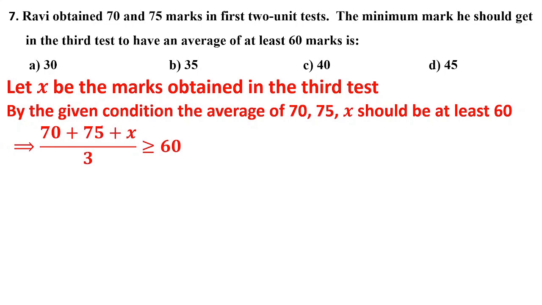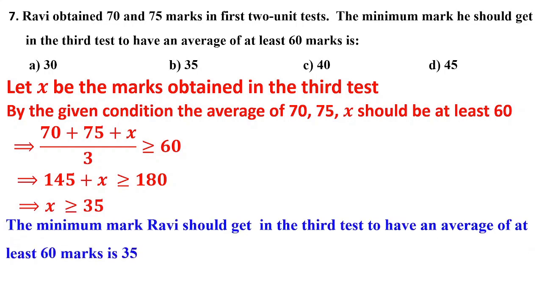What is the meaning of at least 60? Greater than or equal to 60. The average means add them and divide by 3. So 145 plus x is greater than or equal to 180, where x is greater than or equal to 35. The minimum marks Ravi should get in the third test to have an average of at least 60 is 35. Therefore, the option is B.